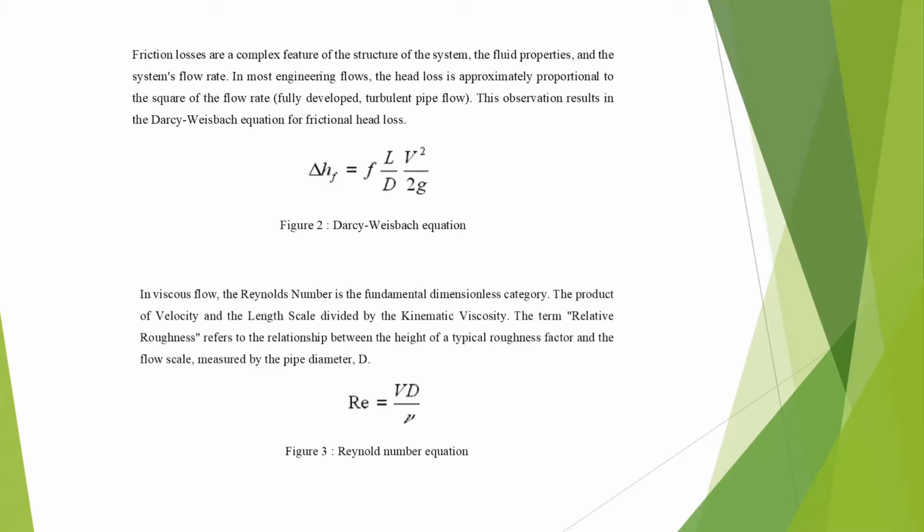Next I will explain about the Reynolds number. The Reynolds number is the fundamental dimensionless quantity, the product of velocity and the length scale divided by the kinematic viscosity. The term relative roughness refers to the relationship between the height of the typical roughness factor and the flow scale measured by the pipe diameter.